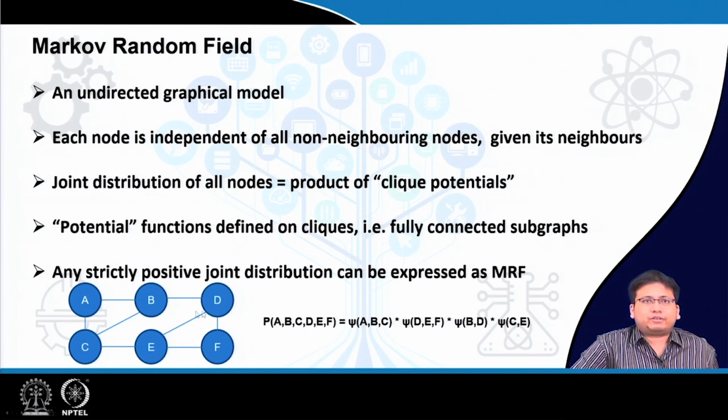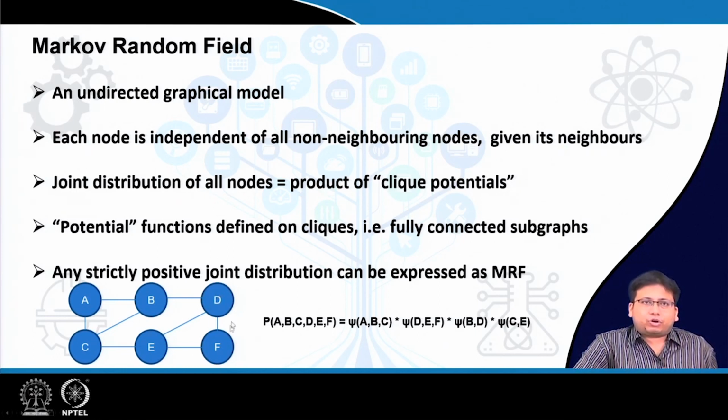In this case, we can find that there are cliques like A, B, C and D, E, F, which are cliques of size 3. Then we also have B, D and C, E, and so on, which are cliques of size 2 that connect these two cliques, so we can include them. In general, we need not write it in this particular way. Instead of defining clique potentials, we could as well define potential functions for each edge and simply write the joint distribution as the product of all these edge potential functions.